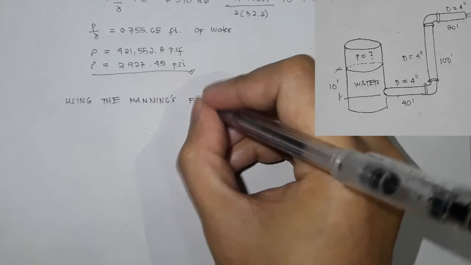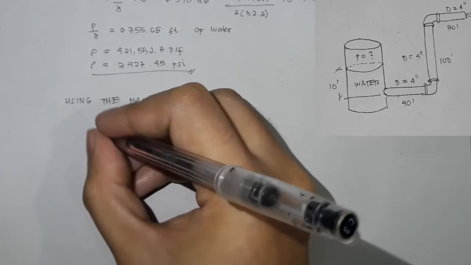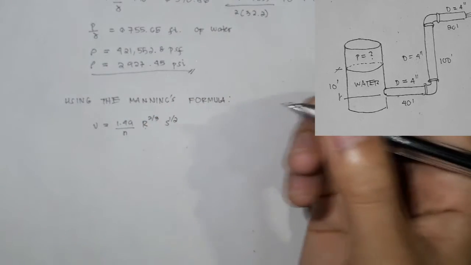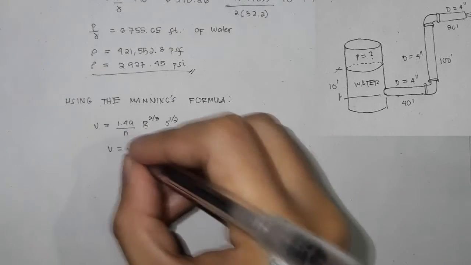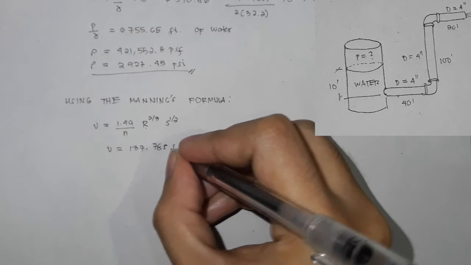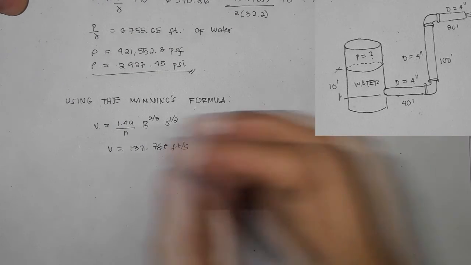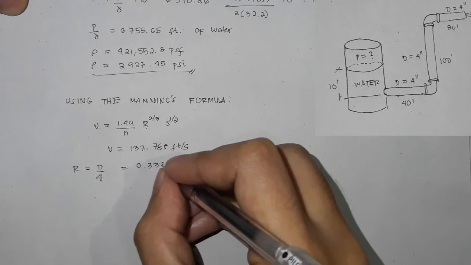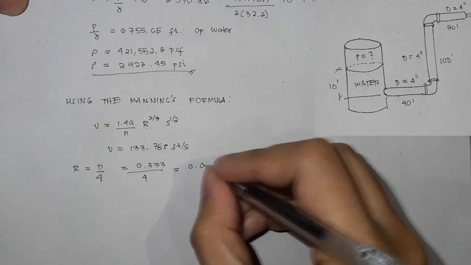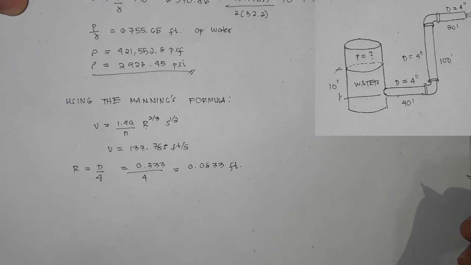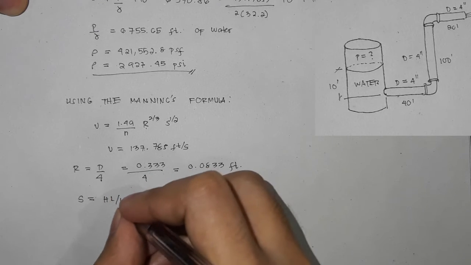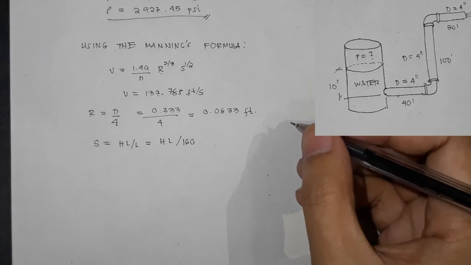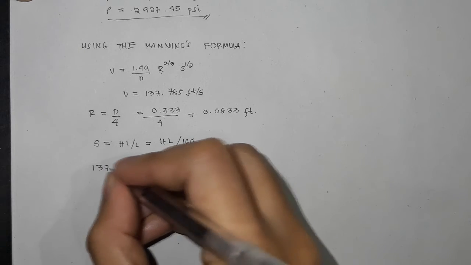There is another way of solving the head loss. This is through using the Manning's formula, where the velocity is equal to 1.49 over the friction factor, multiplied by the hydraulic radius raised to 2/3 and times the slope raised to 1/2. Given the velocity is equal to 137.785 feet per second, the hydraulic radius can be solved as d over 4, which is 0.333 over 4, equal to 0.08333 feet. The formula for getting the slope is head loss over its length, which is head loss over 160 feet.